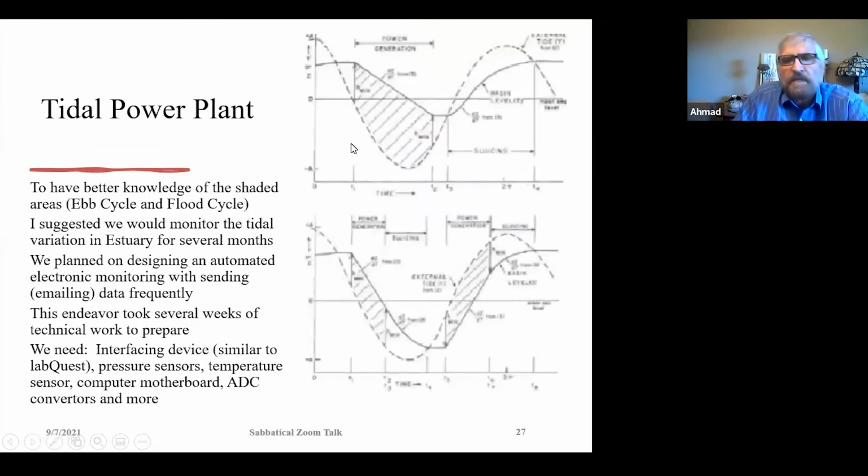That is to generate this graph, where the dashed line is the tidal activity in the ocean, and the solid line is what would be for the basin. We need to have a good idea of the tidal activity in the basin. So therefore, we're going to construct some electronic devices to monitor the depth in here for several months.